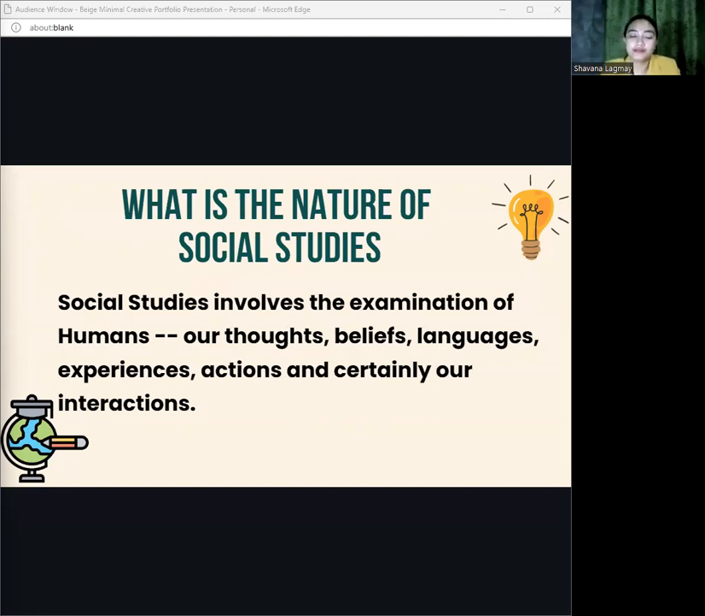So, meaning to say, social studies help us make informed and reasoned decisions for the public good as citizens of a democratic society in an interdependent world. And social studies is important because it helps us gain knowledge of the society we live in. Okay, so that would be the nature of social studies.